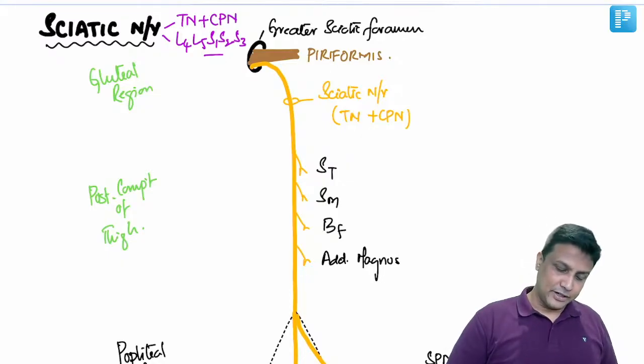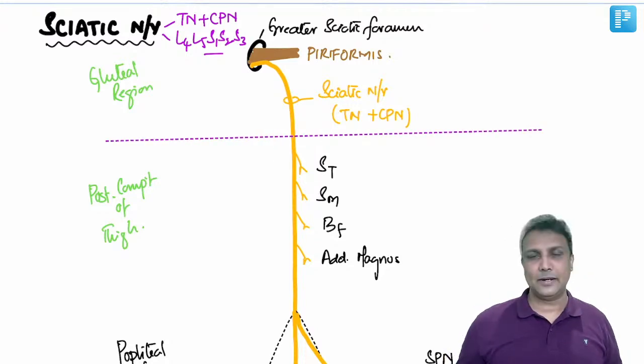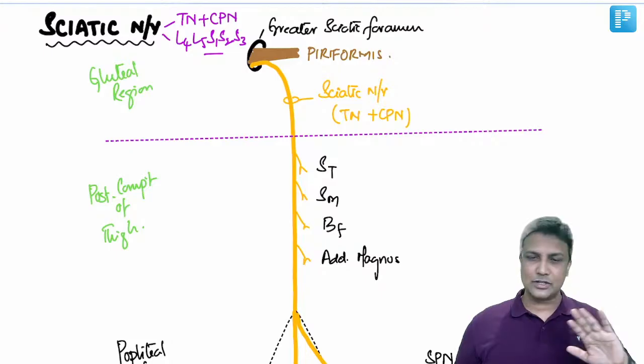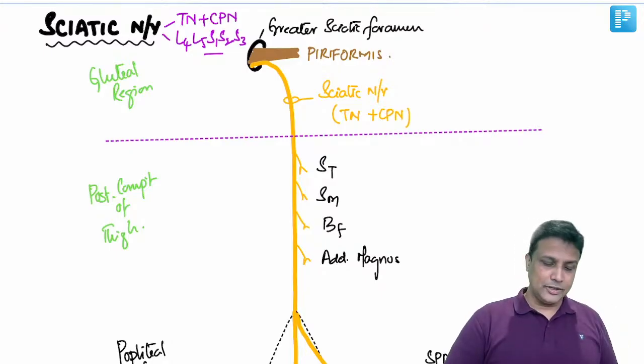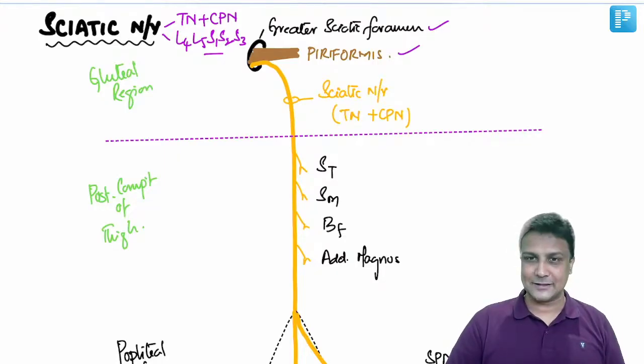Now the first point here is, does it supply any muscle in the gluteal region? Remember, there will be no supply by the sciatic nerve in the gluteal region. It doesn't supply any muscle in the gluteal region. Thank God, we don't have to learn anything. So in the gluteal region, you just remember these two points: it passes through the greater sciatic foramen, and that too below the piriformis.